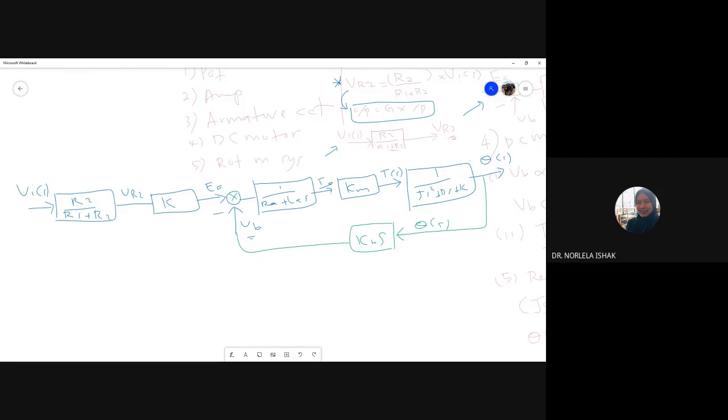So you have to define the transfer function. What transfer function do we have to define? What is the output for that system?